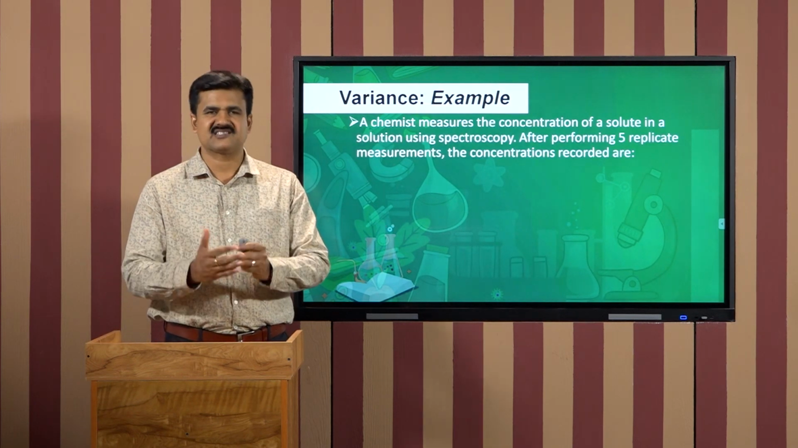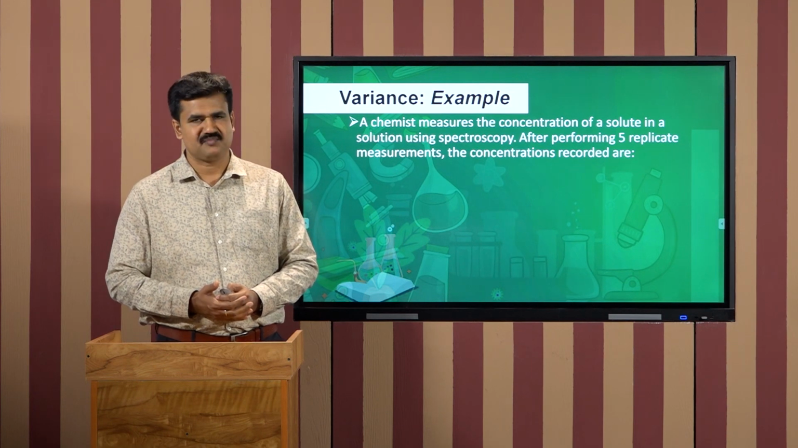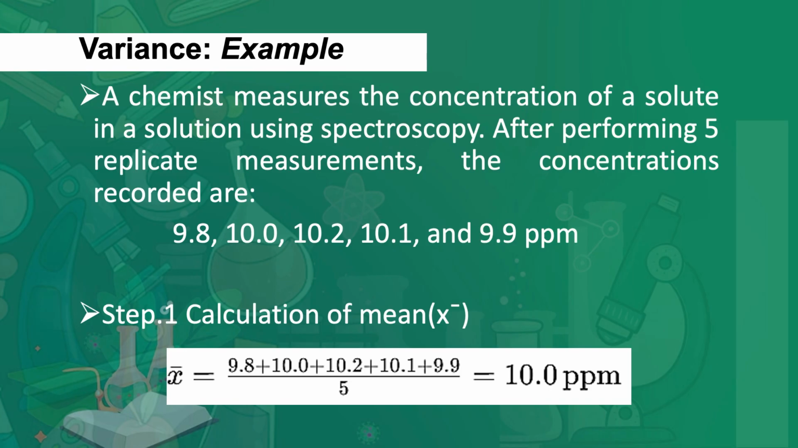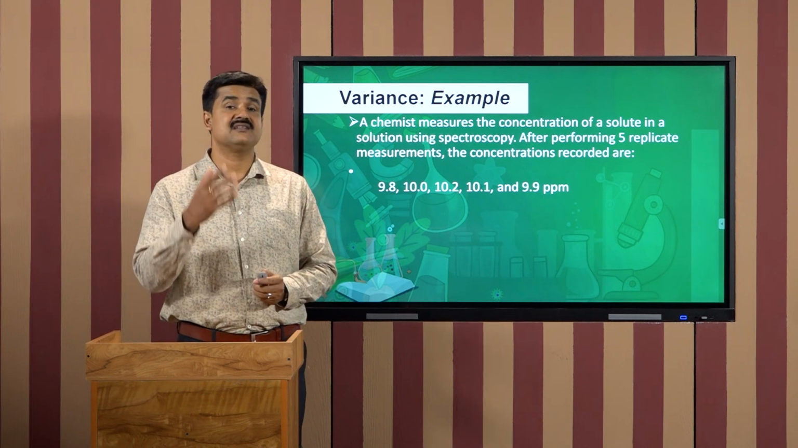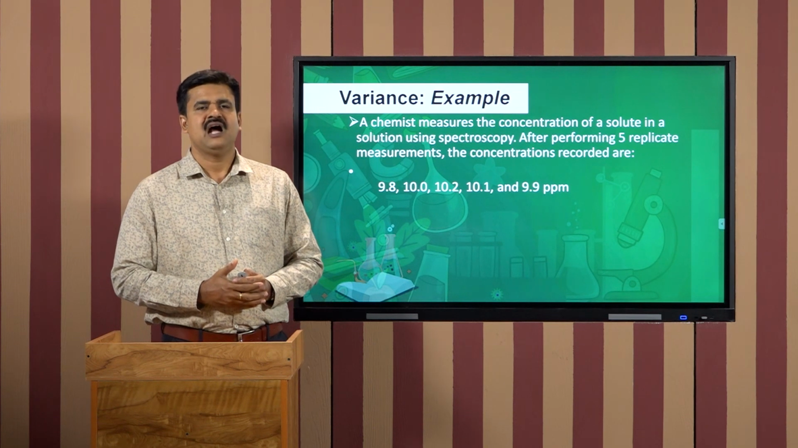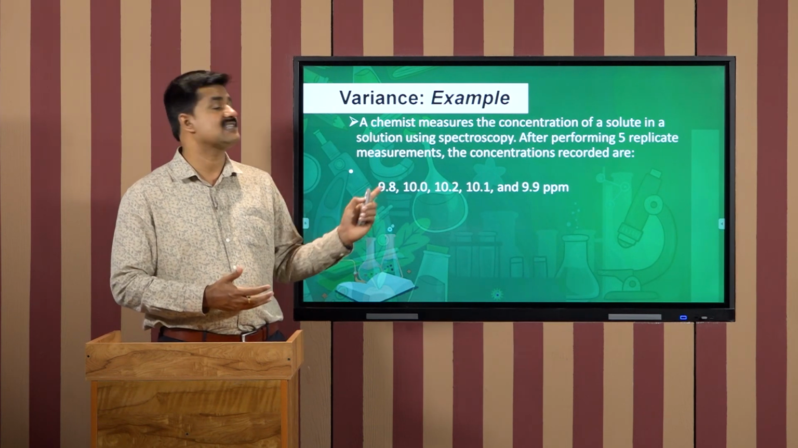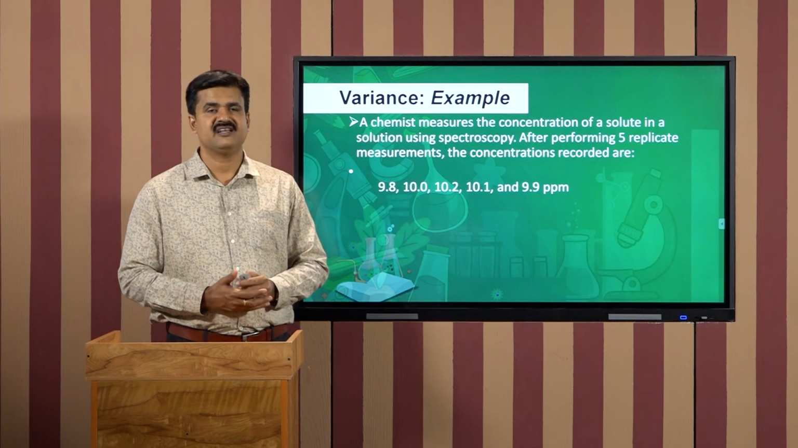Now, we are going to illustrate the concept of variance with an example. Imagine the situation where a chemist measures the concentration of a solute in a solution using spectroscopy. After performing 5 replicate measurements, the concentrations recorded are 9.8, 10.0, 10.2, 10.1 and 9.9 ppm. You know about the term ppm, it is parts per million, it is used to express very low concentration terms, and we have to calculate the variance associated with the data set given here.